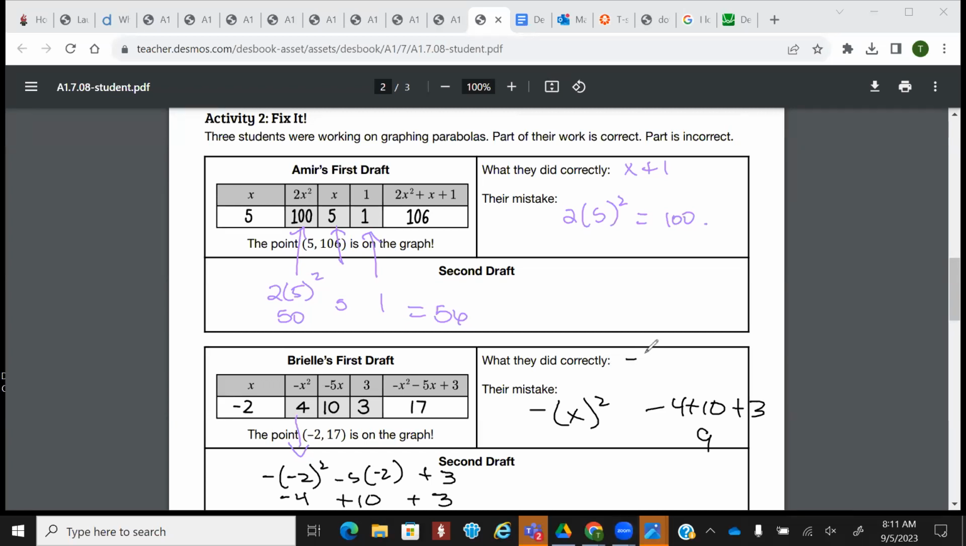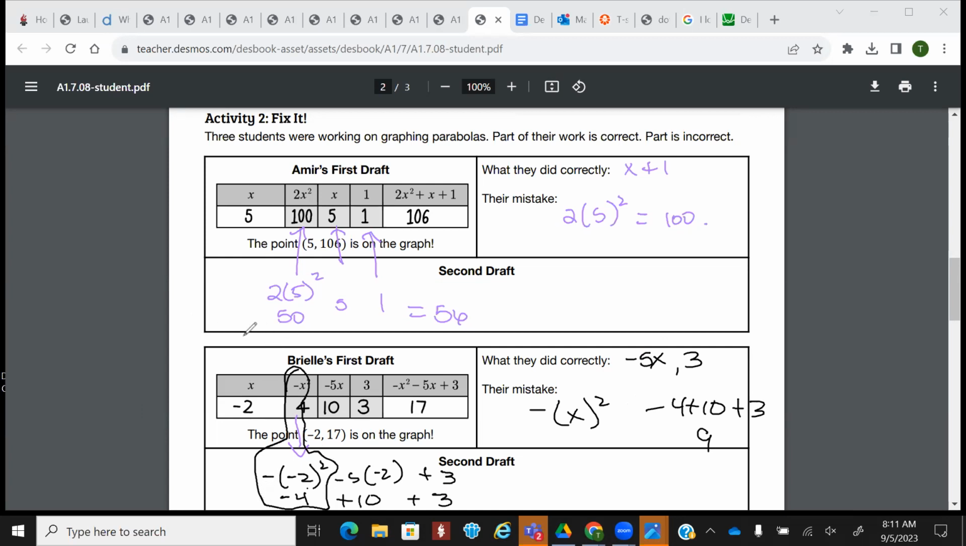So what did they do correctly? Well, they did the negative 5x and the 3 correctly, right? But they got this first part wrong. Okay, so you see how there's a negative chilling out front? So if I plugged in negative 2, that would be negative 2 squared, which is 4. And there's a negative still out front, so it would be negative 4.